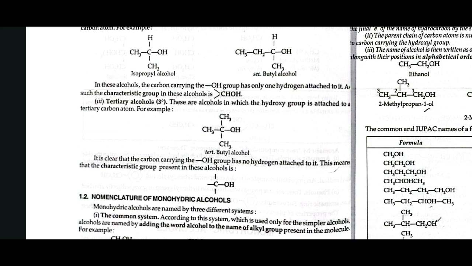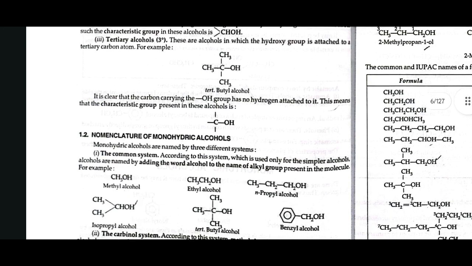Third, tertiary alcohols or 3-degree alcohols. These are alcohols in which the hydroxy group is attached to a tertiary carbon atom. For example, tert-butyl alcohol. It is clear that the carbon carrying the OH group has no hydrogen attached to it. This means that the characteristic group present in these alcohols is COH.